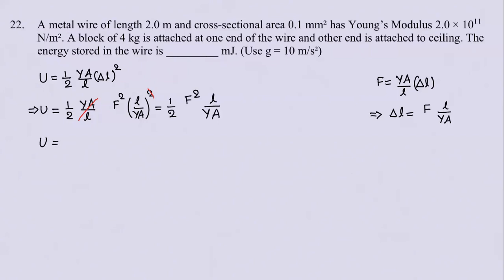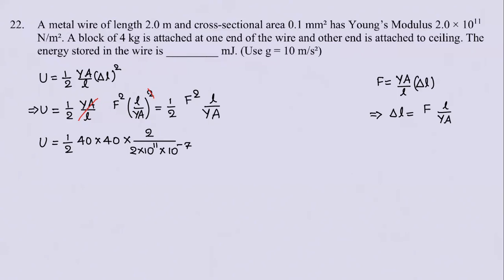So energy U is equal to half. What is F? F is 4 kg and take g equal to 10, as given. So 4 into 10, 40. 40 square, 40 into 40, I write, into L. What is L? Length is 2 by Y. What is Y? Y is 2 into 10 power 11, into area. What is area? 0.1 millimeter square. Millimeter square means 10 power minus 6. 0.1 is there, so it will be 10 power minus 7.